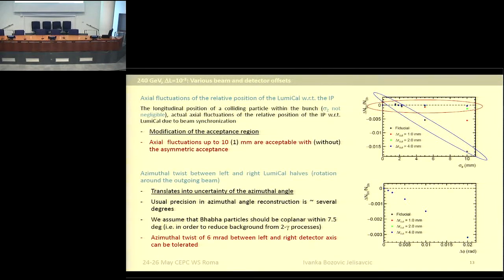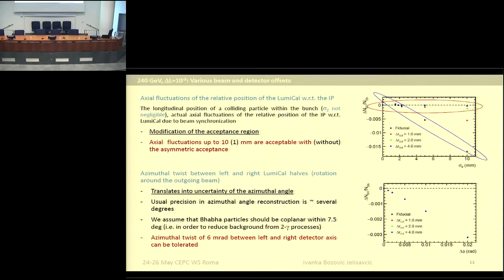Also, axial fluctuations of the relative position between the interaction point and the LumiCal occur, if for no other reason than the fact that the longitudinal dimension of the bunch is not negligible. Again, this is something that modifies the acceptance region. You are relaxed with the lab-style cut and can tolerate it up to 10 millimeters. Of course, sensitivity is always larger if you require the fiducial volume both left and right.